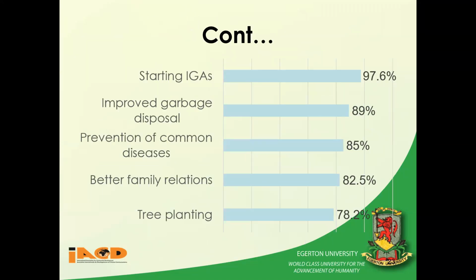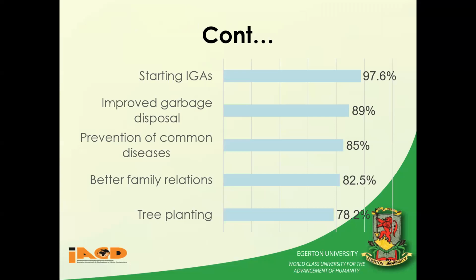We also had 97.6% talking about starting some income generating activities. So you realize because of the interaction with the students, they realized they can start something. They can start something that would generate income for them instead of sitting and crying that they have no money.